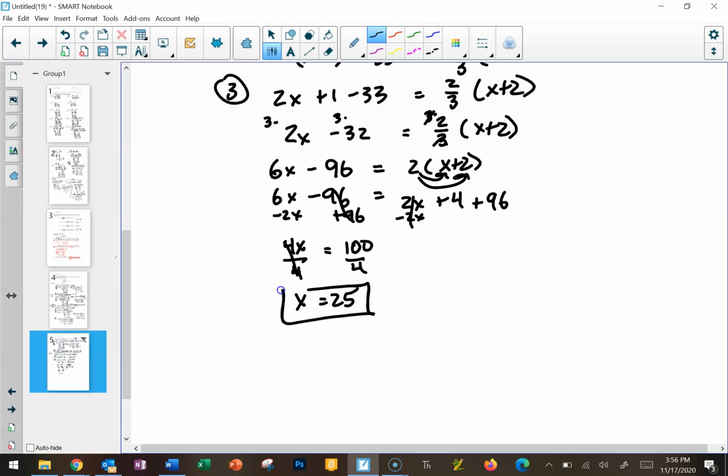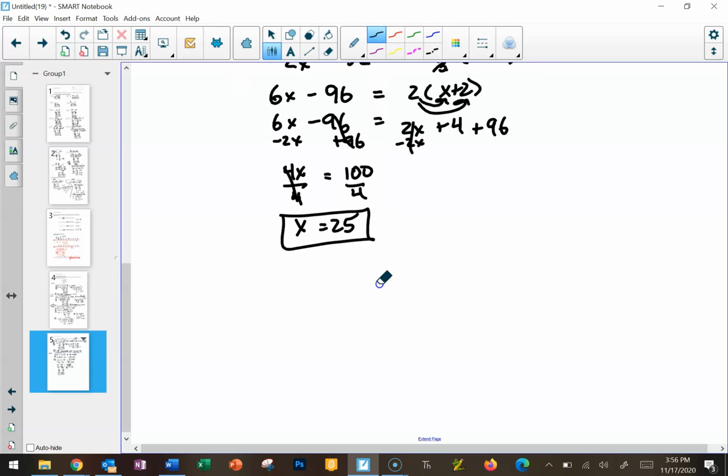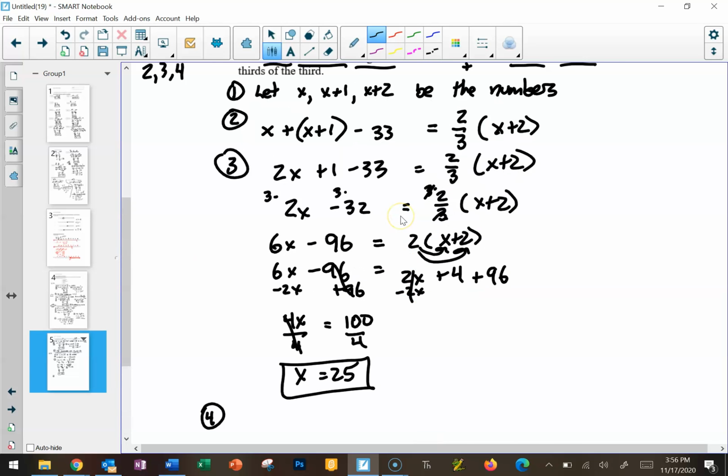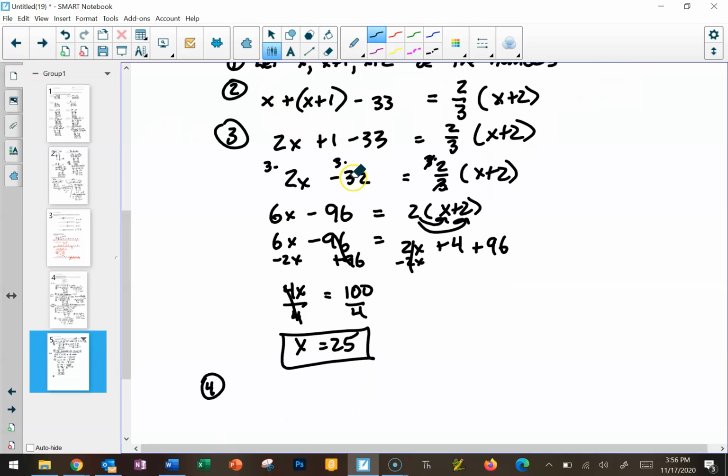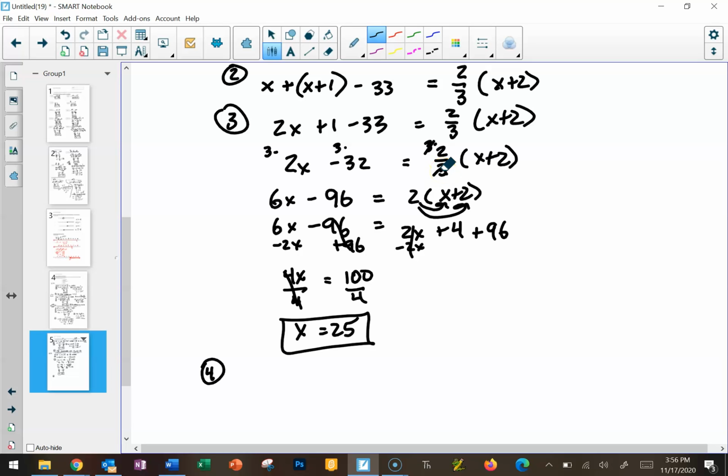So I'm hoping the answer is 25, but we're not going to know until we sub it in. And the check on this one's not the easiest check in the world because we've got some fractions in there. So let's look at the original equation that we had. We had x right here in number 2. So we had x, which we hope is 25. So 25 plus x, that's 25 again, plus 1 minus 33 on the one side. Does that equal, question mark, 2/3 times the 25, which is x, plus 2.